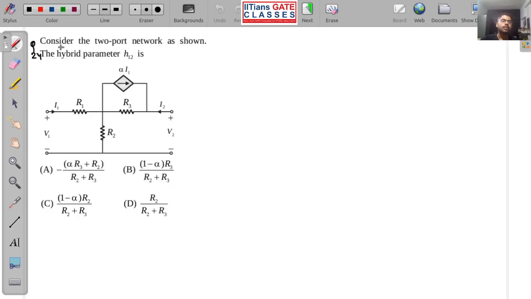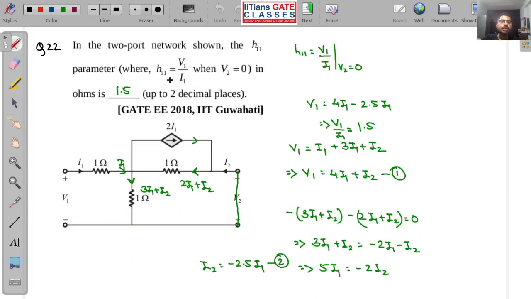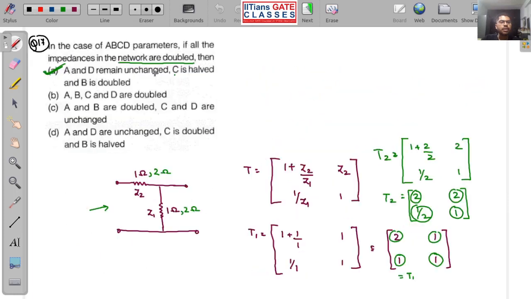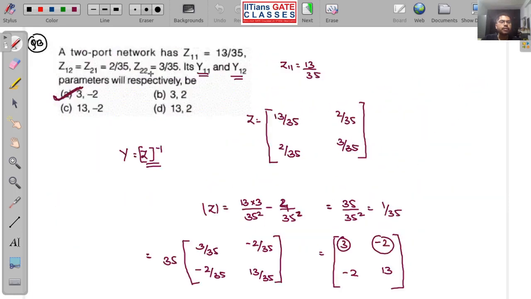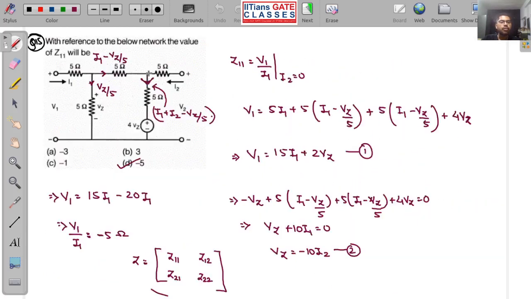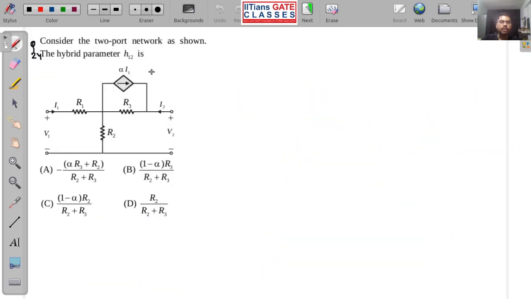Now, what is this question number 24? Consider the two-port network as shown. The hybrid parameter H12. We have just calculated the same question; I think we had calculated H11 here, and somewhere H12 as well, but we are not able to find it. It's okay. This is very similar. What they have asked, H12.